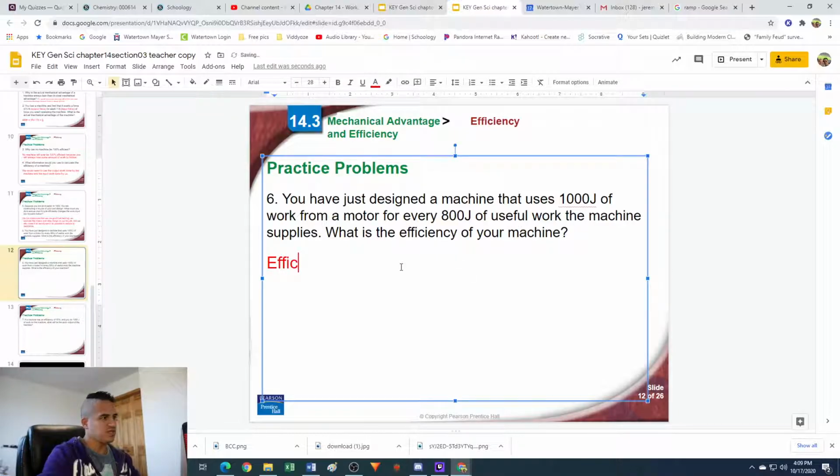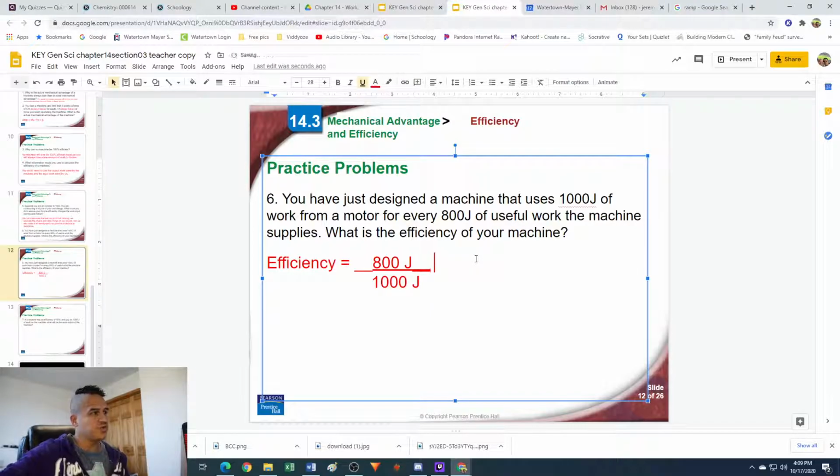So our efficiency is going to be equal to, in this case, 800 joules. So this is our work output. Okay, that's the amount of work that the machine is supplying, which it says here that 800 joules is the useful work the machine applies. And we are going to divide that by 1,000 joules, which is how much work that we have to use to do it, and then times 100%.